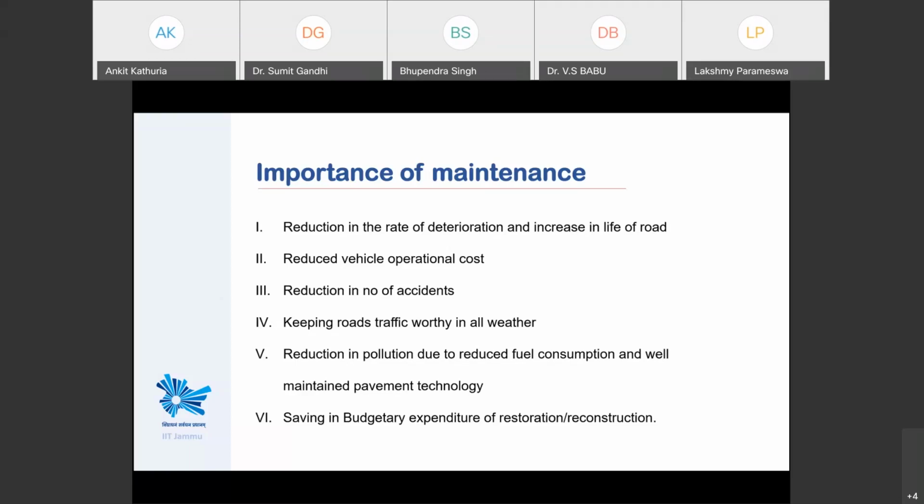If your riding quality is good, then definitely less braking will be happening, and eventually the fuel consumption will drastically reduce. And finally, it is saving in budgetary expenditure of restoration and reconstruction, because yes, the continuous maintenance definitely increases the life of your pavement and thereby reduces the overall expenditure on entirely reconstructing a new road. So these are a couple of points which highlight the importance of maintenance of roads.